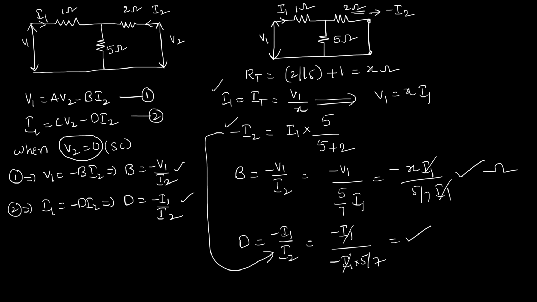So the first half is over. Now what could be the second half? The second condition. What is the second condition? When I2 becomes 0. So let us see. The second condition is when I2 becomes 0. It will behave like it should be replaced by an open circuit.